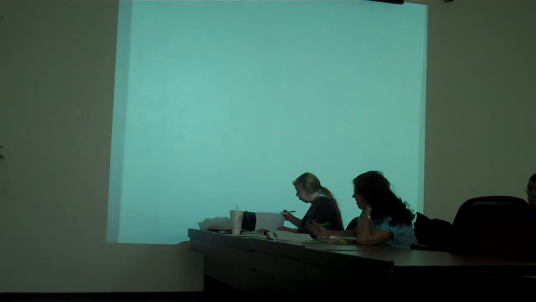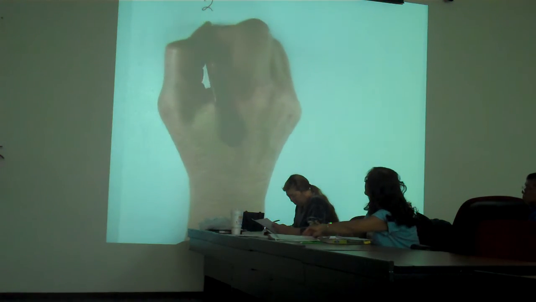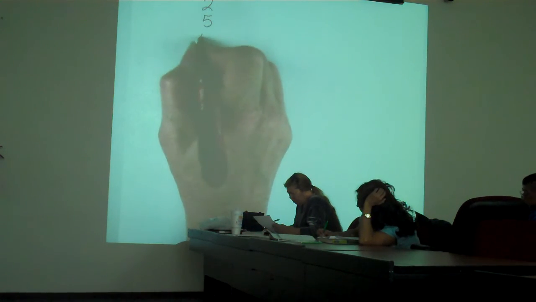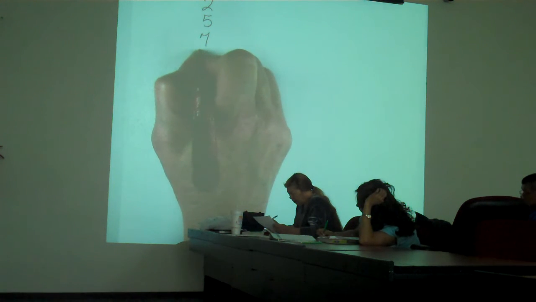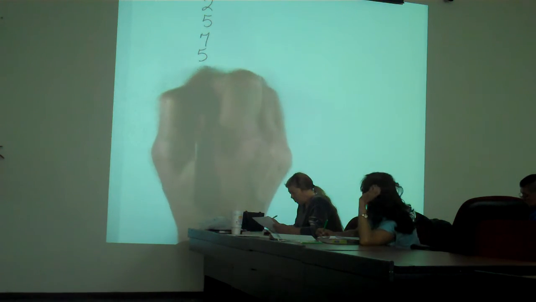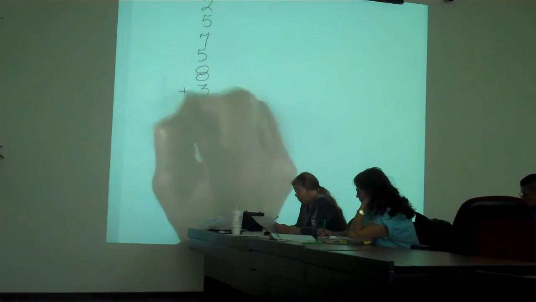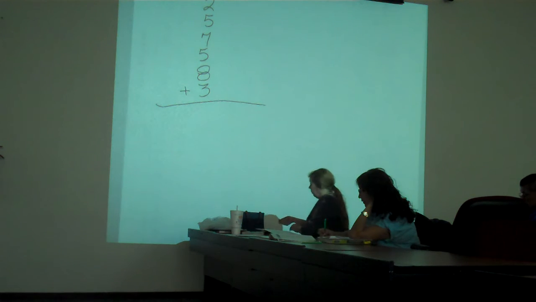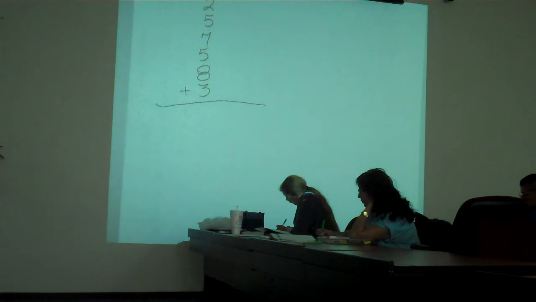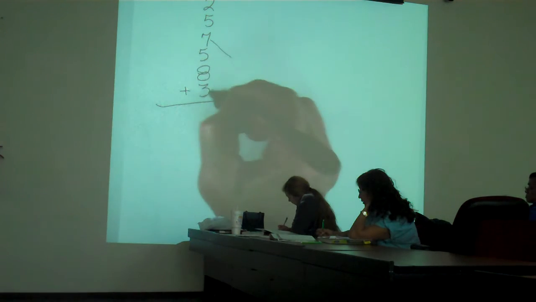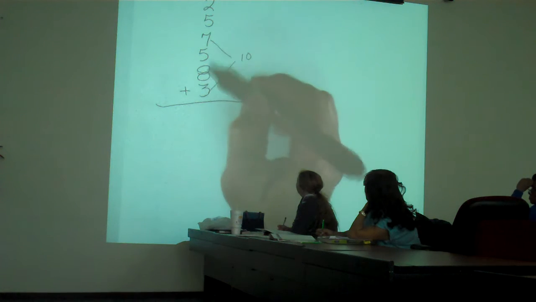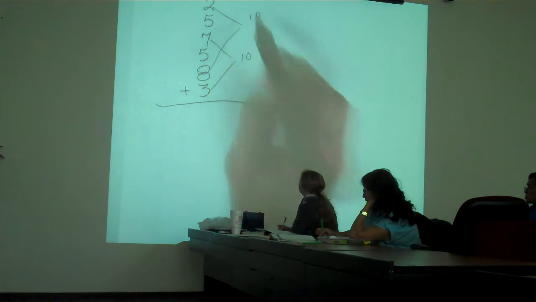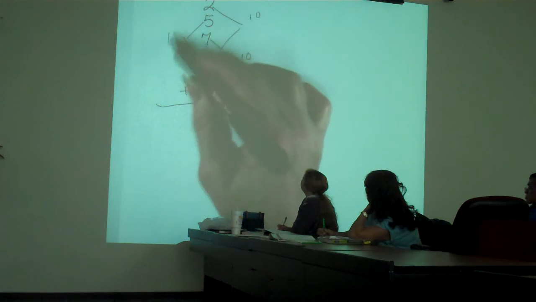Okay, if you have a list of numbers you're adding, like 2 plus 5 plus 7 plus 5 again, maybe 8 plus 3, you can go from top to bottom and add, or what you might want to do is group them into tens. See, like 7 plus 3 is 10, 8 plus 2 is 10, and 5 plus 5 is 10.